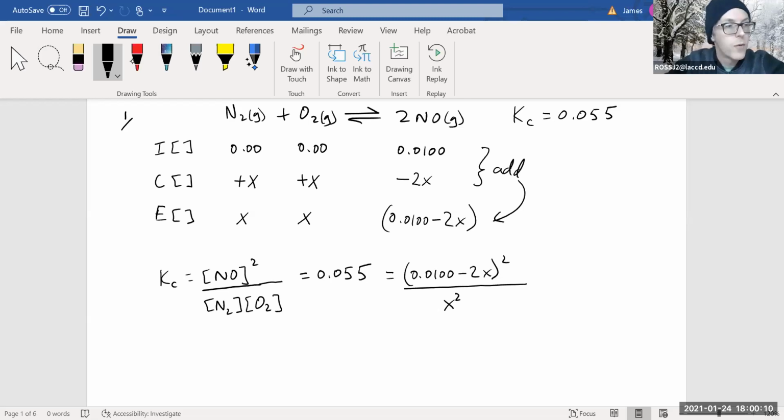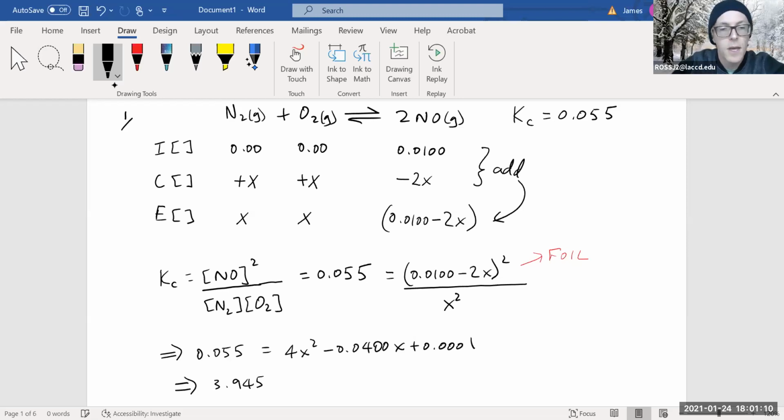We would then have to FOIL the numerator. If it's been a while since you've FOILed something, you would have to FOIL that away. This video is not a reminder on how to FOIL, but let's assume that you FOILed it away. So we know that 0.055, if we FOIL that and we essentially bring everything to one line, we have 4x squared minus 0.0400x plus 0.0001.